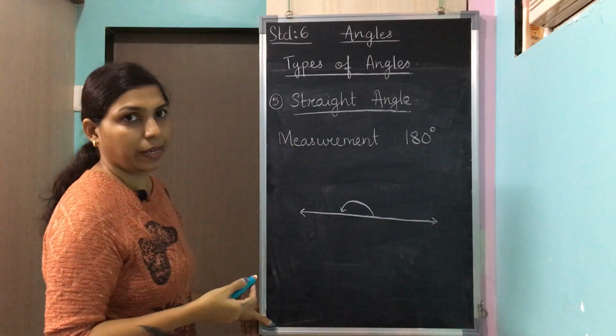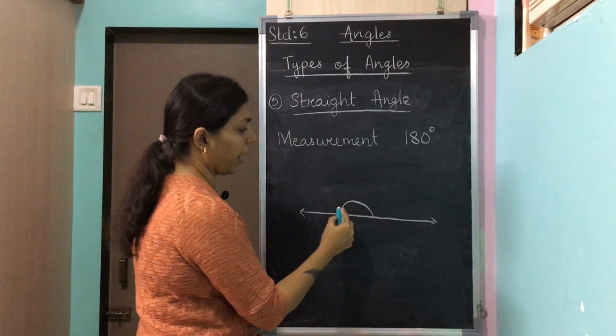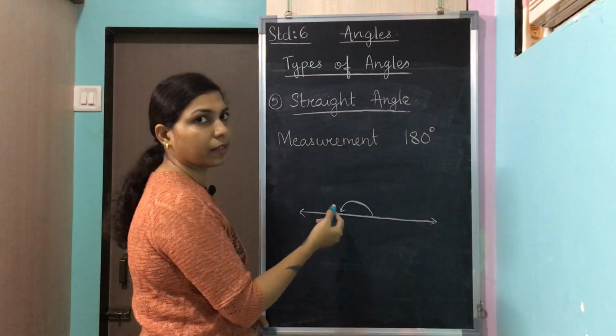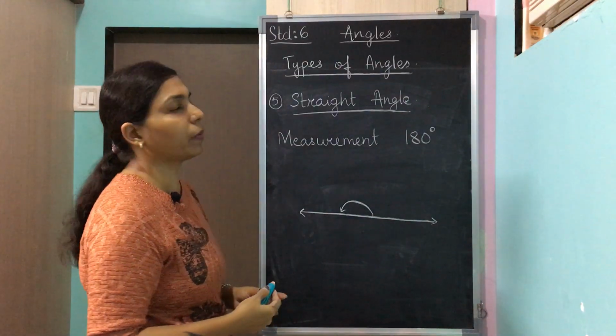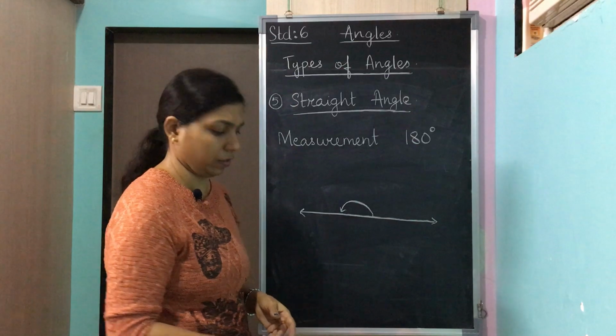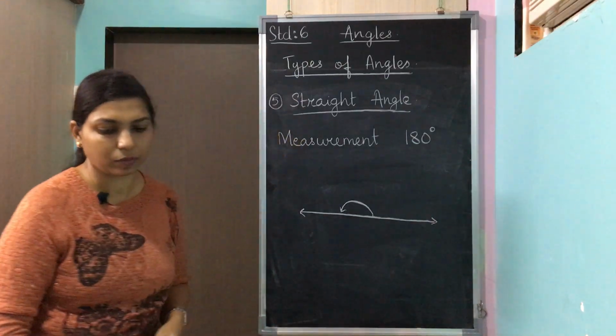So when we draw something like this and show the arrow like this, then this particular angle will be called a straight angle. Please copy it down.